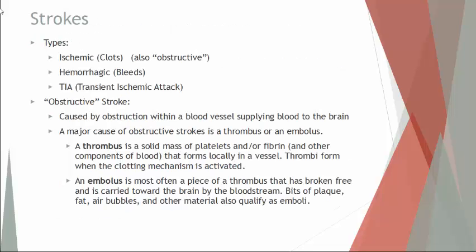Next, we'll move on to strokes. There are 3 different kinds of strokes, depending on what is causing the problem. You have ischemic, also called obstructive stroke, hemorrhagic, which means bleeding, and then TIA, transient ischemic attack. The first one, ischemic, these are the great majority of strokes. These are about 85 to 90% of all strokes. This is where you have an obstruction or a clot preventing blood from getting beyond a certain point to the brain. So you can call it a clot or obstructive or ischemic.